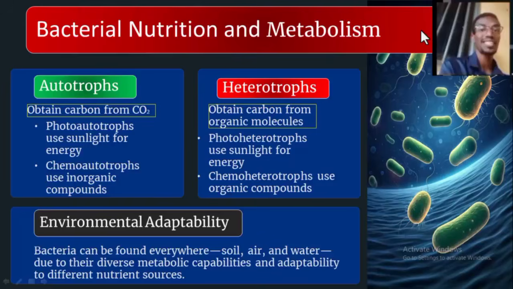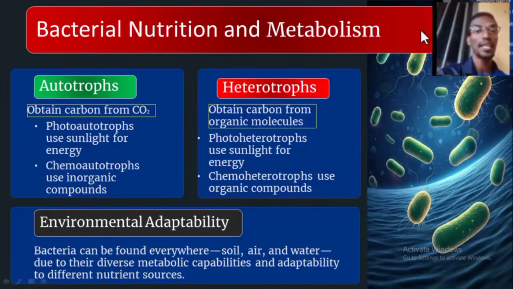Some groups of bacteria are able to obtain energy from sunlight, but still use glucose as their carbon source. In such case, they are known as photoheterotrophs, okay, photoheterotrophs.